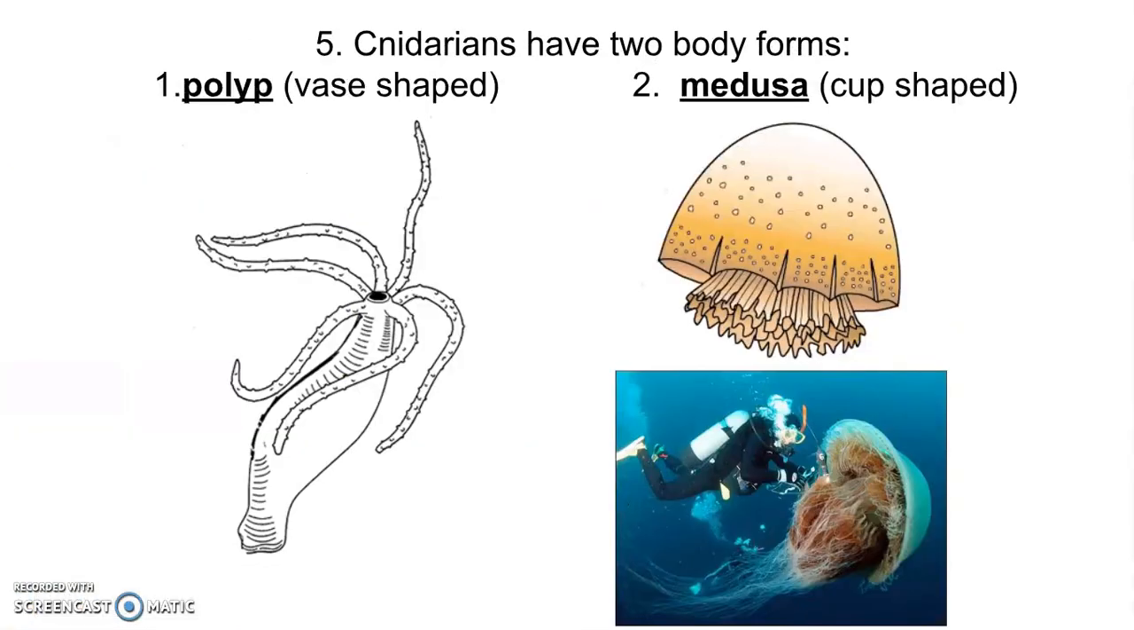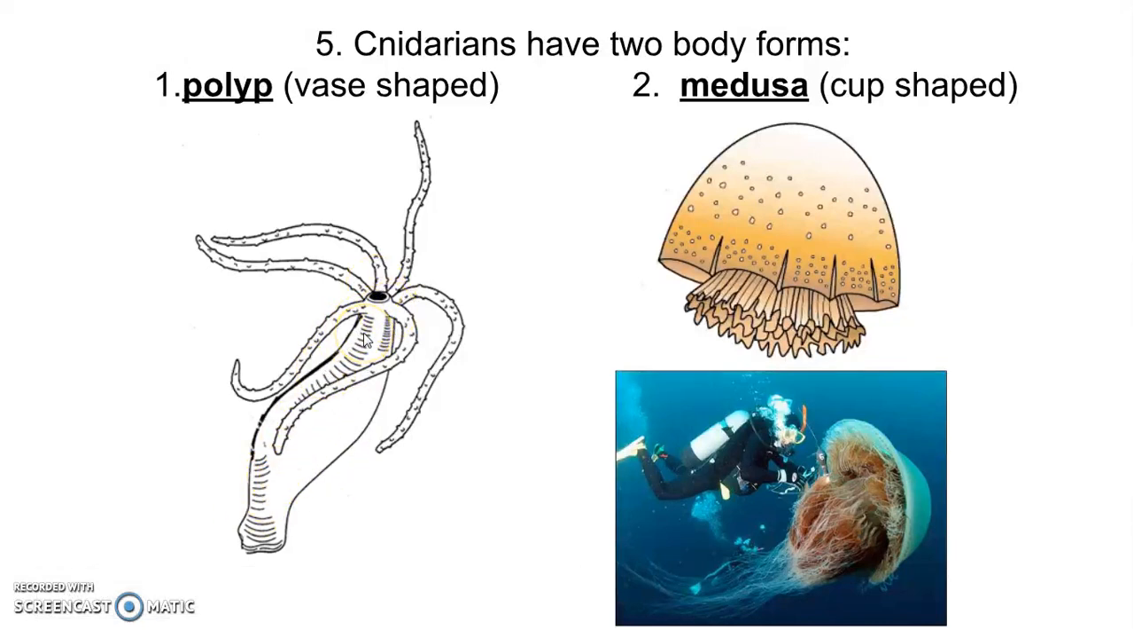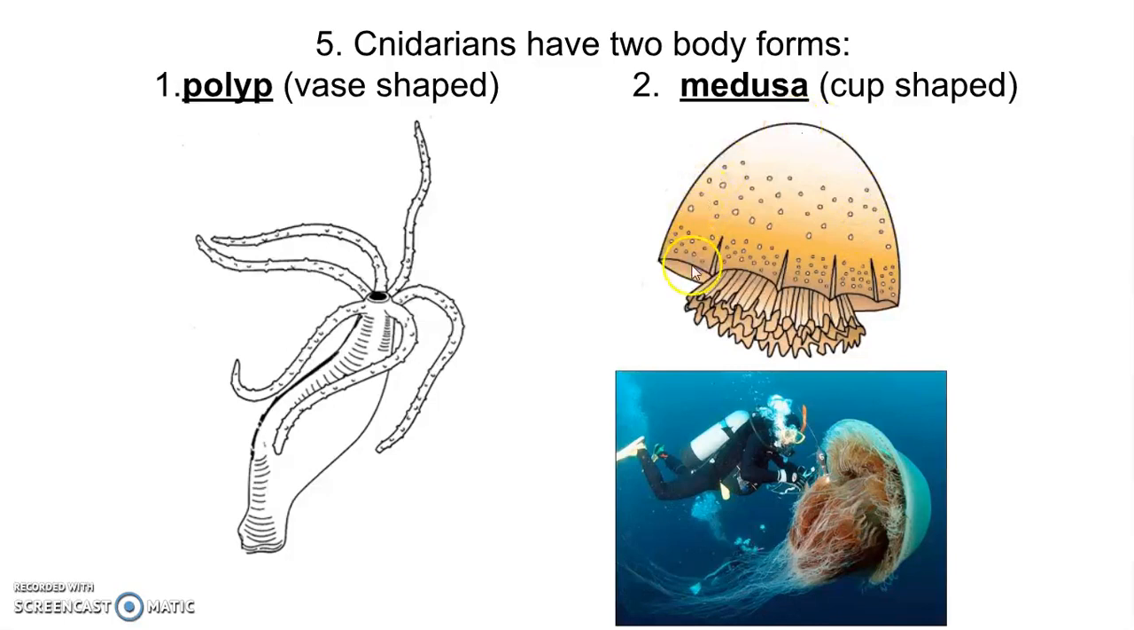All right, they have two shapes. One is a polyp shape. So this is shaped like a vase, like something you would put flowers in. That's a vase. All right, this has a vase shape and it's called a polyp. Jellyfish, when they're adults, have a medusa stage, which looks kind of like an upside down cup.